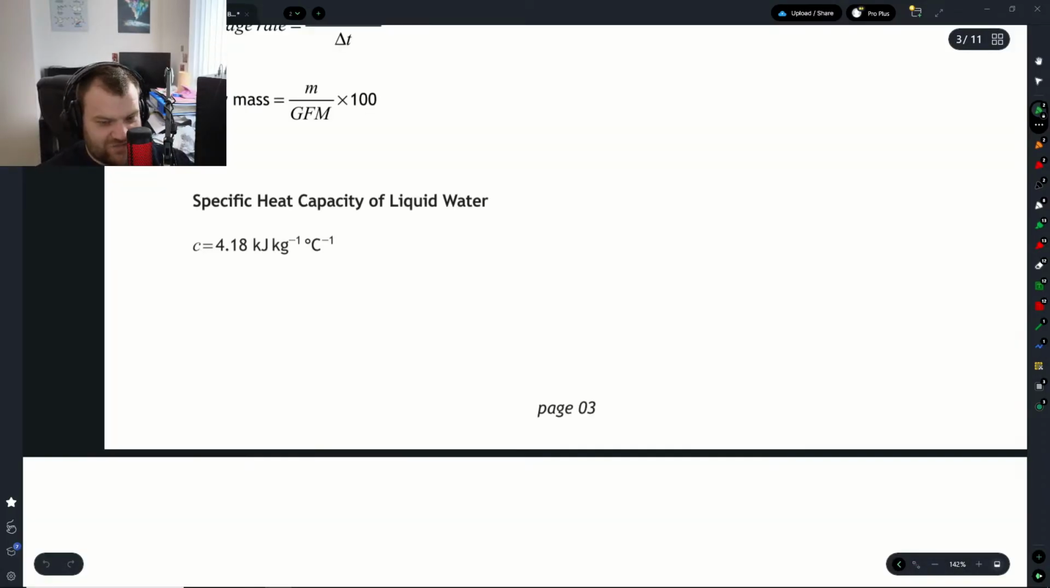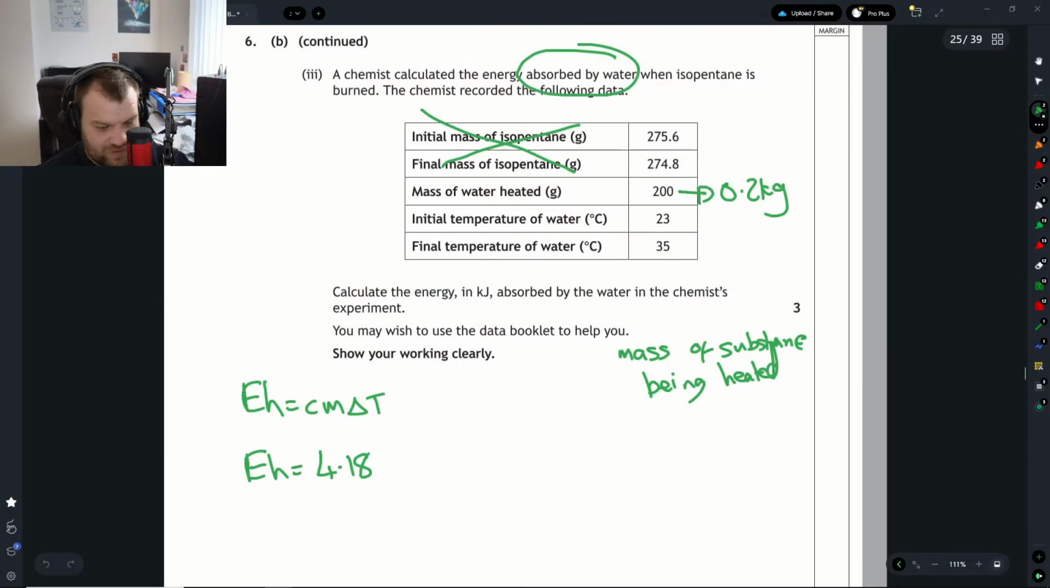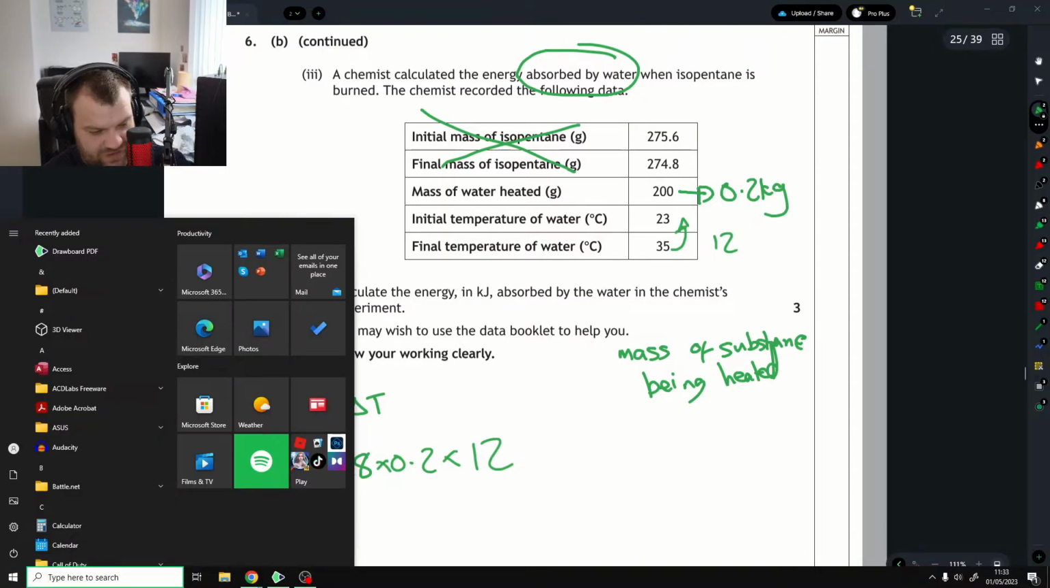As a check to make sure you're doing the right thing, it says here it's kilojoules per kilogram per degree Celsius. So we need to be aware of that. So it's going to be 4.18 times 0.2 times change in temperature. The difference between these two numbers is 12. 35 take away 23 is 12. That means that Eh equals, pop it in the calculator.